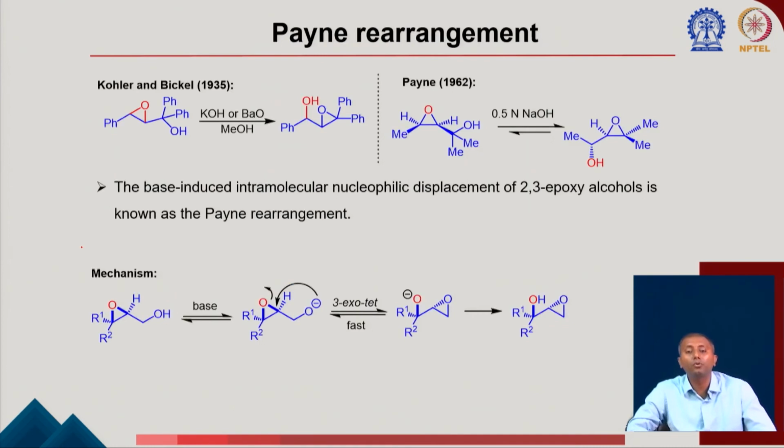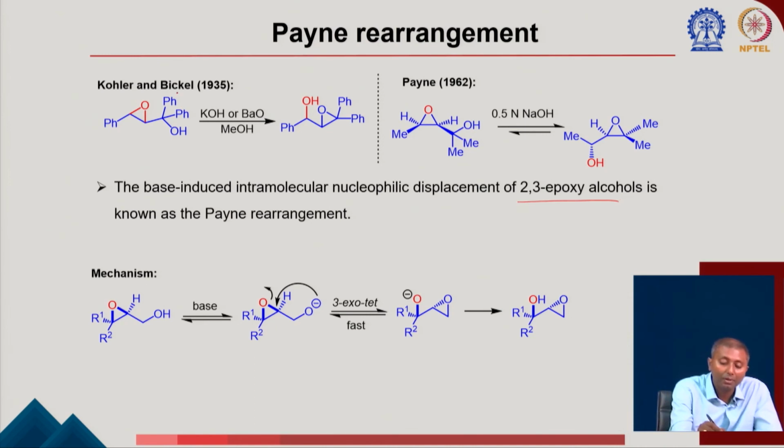The other rearrangement I am going to talk about is the Payne rearrangement. In the Payne rearrangement, what is happening? It is a base-induced intramolecular rearrangement where a 2,3-epoxy alcohol is converted. It is actually a displacement of the 2,3-epoxy alcohol, known as the Payne rearrangement. What you are going to see is that the 2,3-epoxy alcohol is converted into the 1,3-epoxy alcohol, mostly in the presence of base.